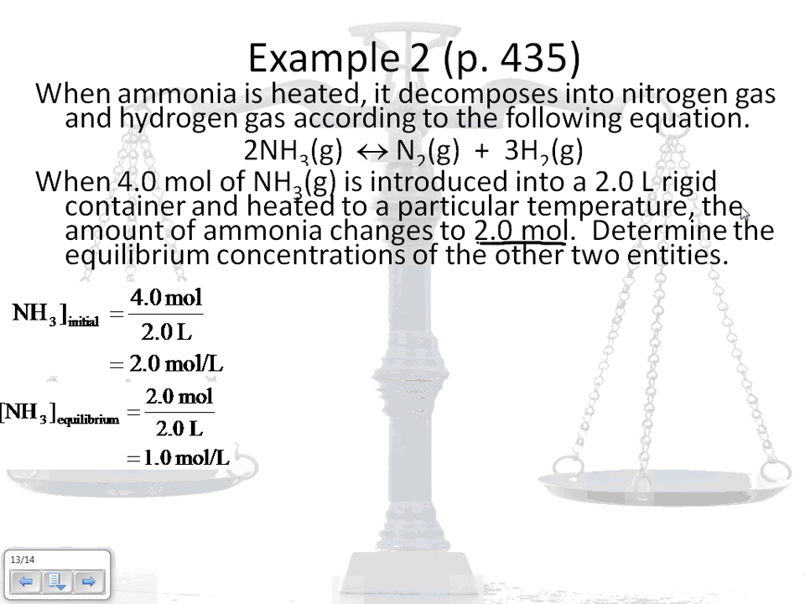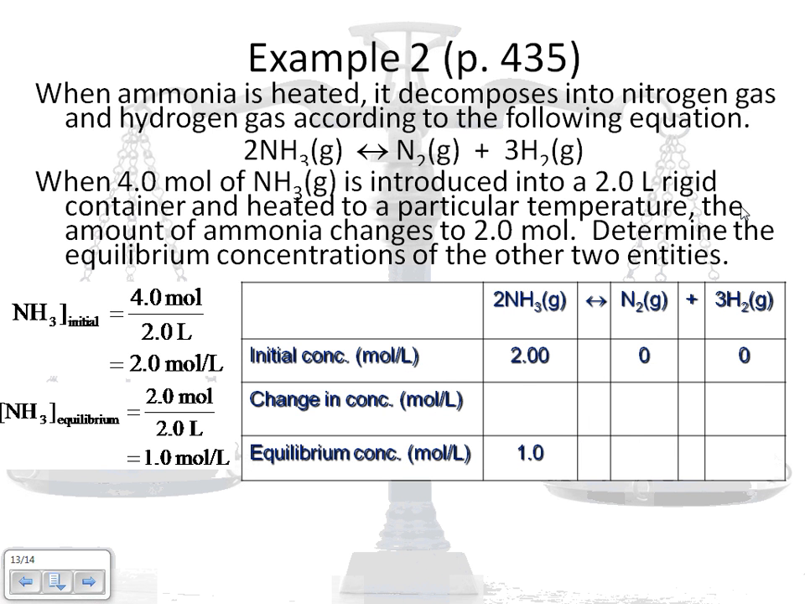Now if I set up my ICE chart, there it is. Again, I started off with 2 moles per liter of ammonia and no products. I know at equilibrium my concentration went down by X to 1. Using that information, can you calculate the concentrations of the other 2 entities? What's the concentration of N2 and what's the concentration of H2? If you want to pause it and try to figure this out now, go to town.